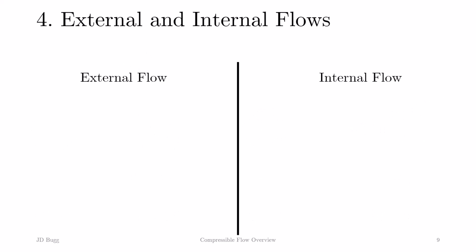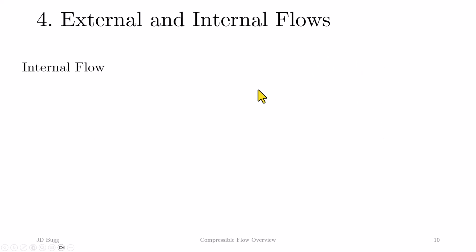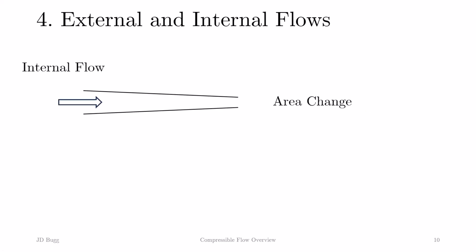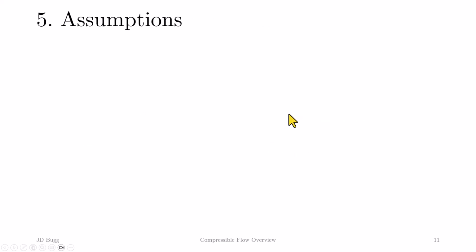Now I want to talk a little bit about the scope of what we're going to look at in this overview. Any fluid flow can be classified as an external or an internal flow. An external flow would be the flow over top of an airplane wing or something like that. An internal flow is pipe flow or duct flow. It really doesn't matter what the cross-sectional shape of the duct is. We're going to be restricting our discussion to internal flows from now on. There are essentially 3 things that can happen in a duct flow. The area can change, there can be friction on the wall, or there could be heat transfer. There's certainly incompressible flow theory dealing with friction and heat transfer, but in this overview, we are only going to talk about area change.